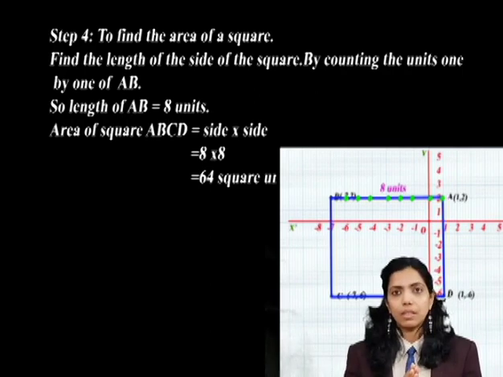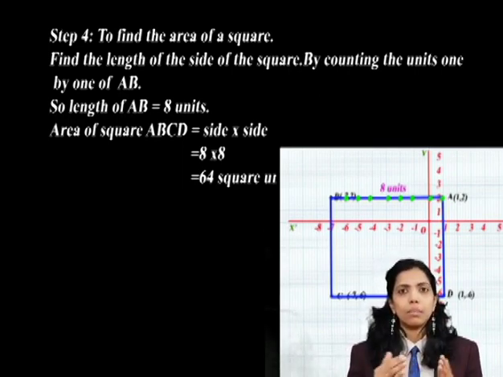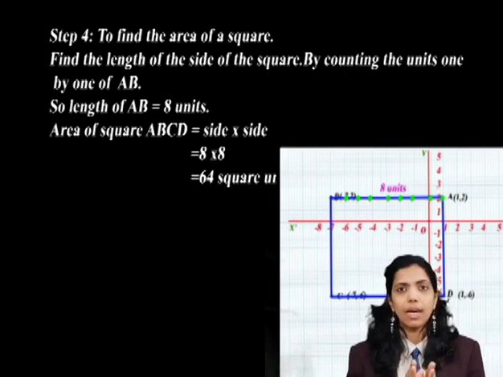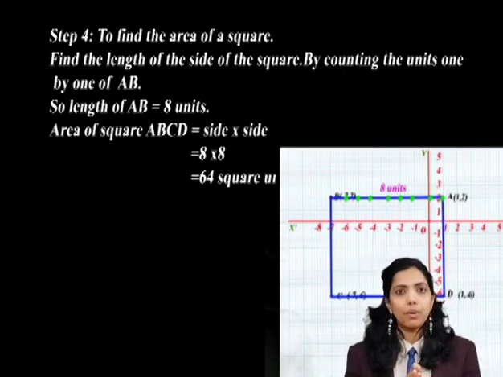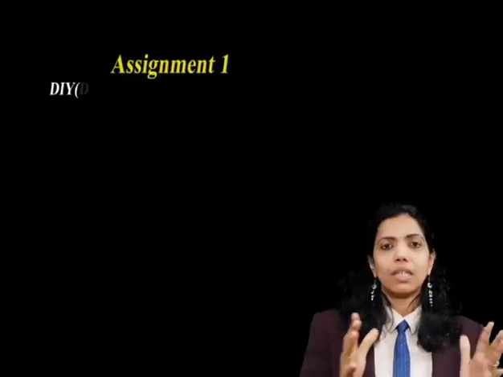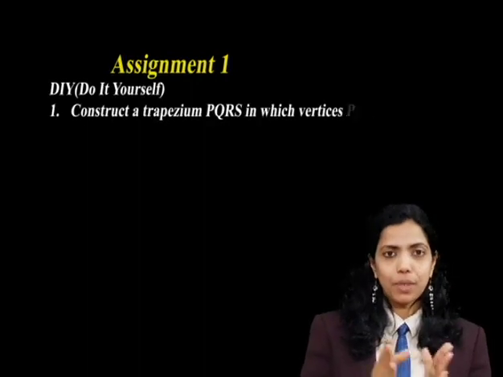Since it is a square, the area is side into side. All the sides are of course equal also. So we are getting 8 multiplied by 8. So the answer is 64 square units. Now it's time for the assignment.